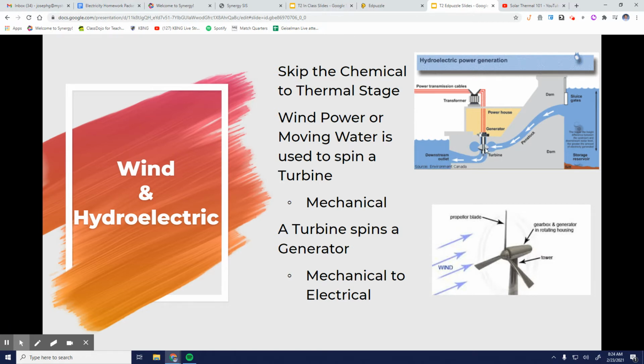And it's going to spin a turbine before it's let out into the rest of the river. That turbine will spin a generator that is then shipped off as alternating current electricity.